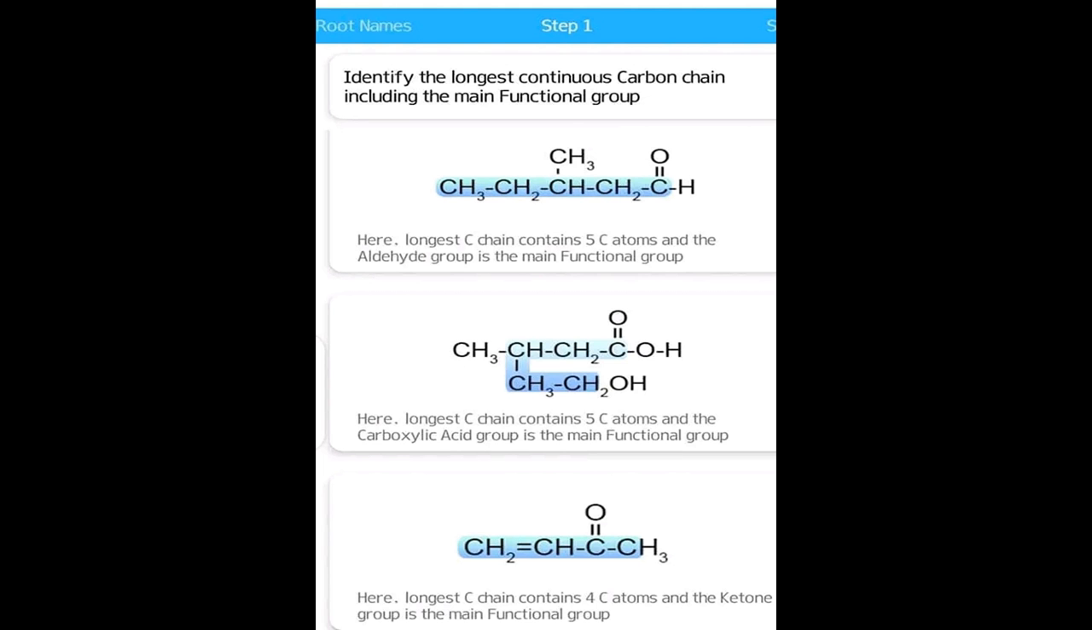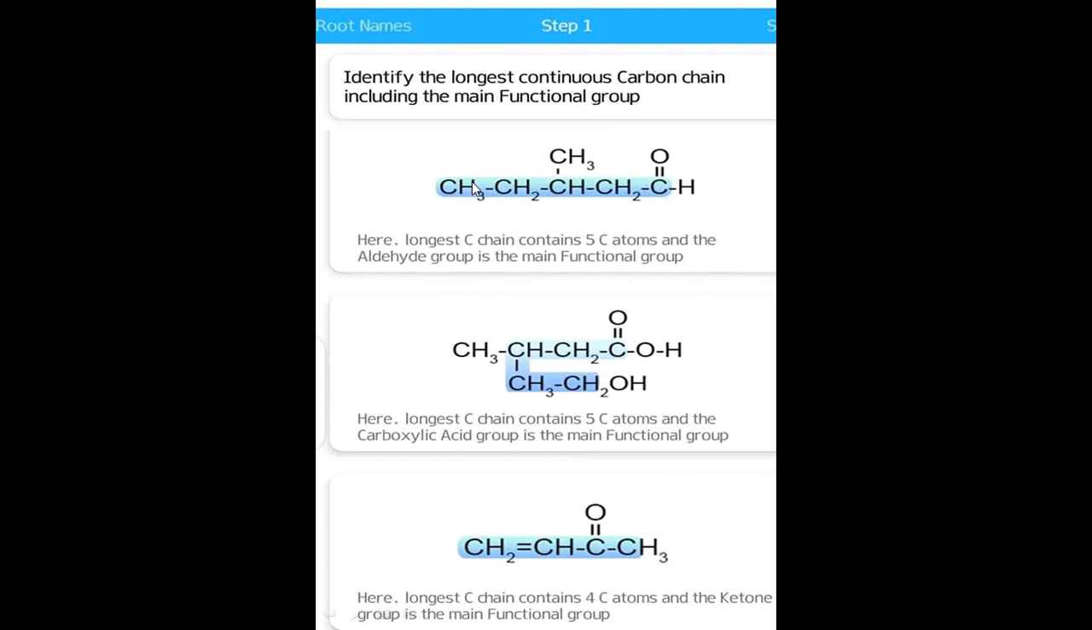In naming every organic compound, the first thing you have to look out for is the functional group which is dominating in the organic structure. We have several functional groups in organic chemistry, ranging from alkenes, alkynes, to alcohols, aldehydes, ketones, carboxylic acids, esters, and the rest. So to name a particular organic compound, just look at the predominant functional group present in the compound. Then you identify the longest continuous carbon chain, including the main functional group.